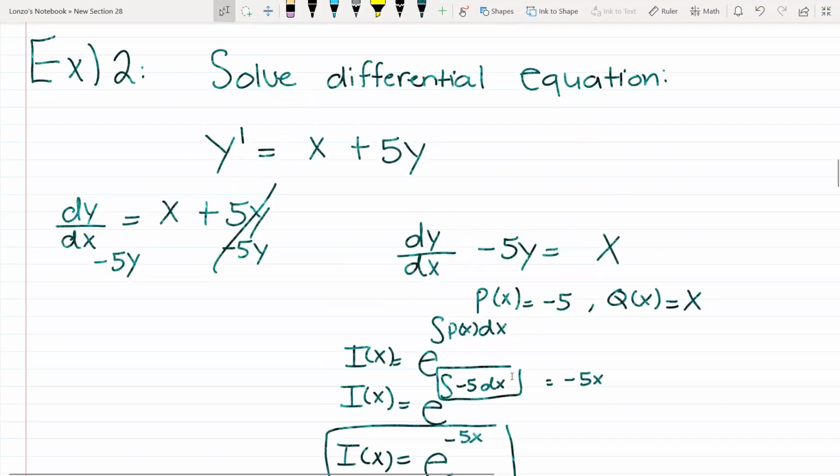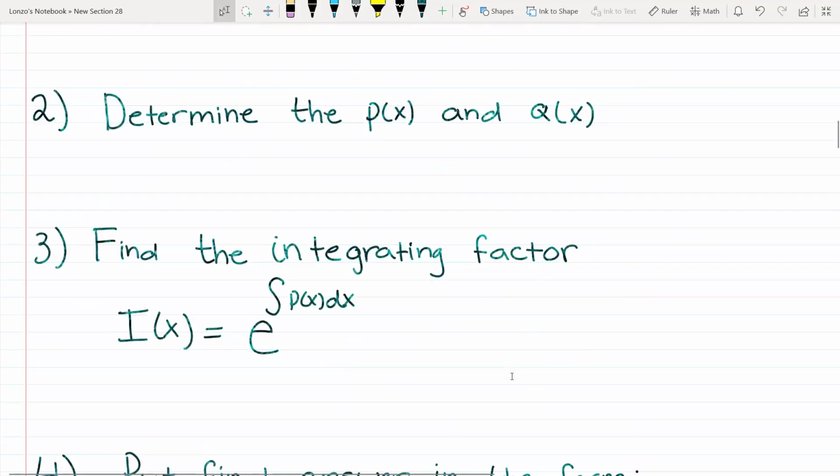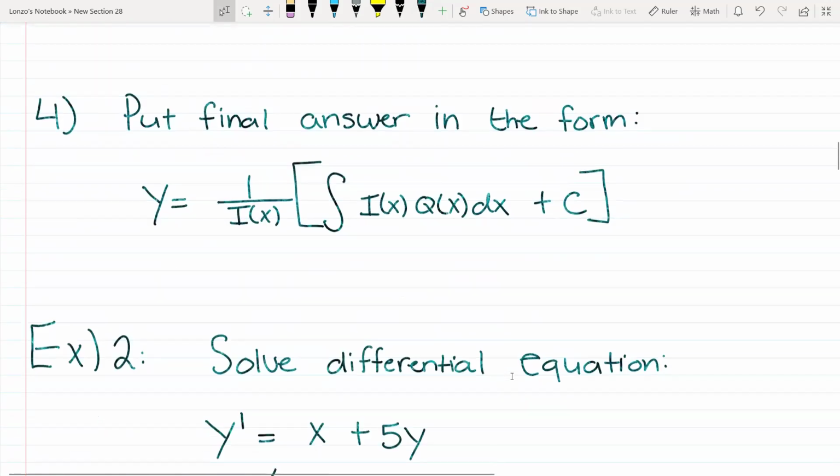So now we have to do the last step, put the final answer in this form.